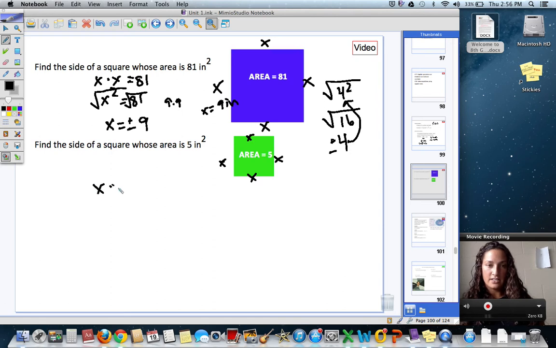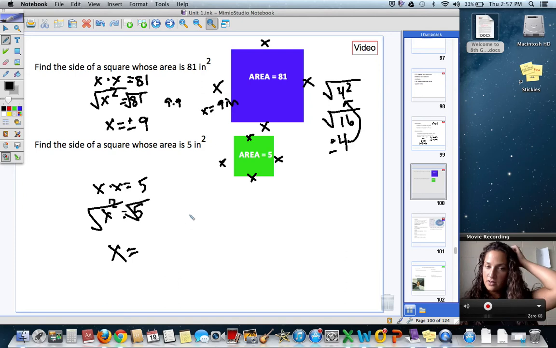My area is going to be x times x equals 5. X squared equals 5. So now I'm going to take the square root of both sides. The square root of x squared is just going to give me x. I know that from over here. There is no number that is going to give me 5. 2 times 2 is 4. 3 times 3 is 9. Nothing's going to give me 5. So I'm going to leave this as the positive or negative square root of 5.